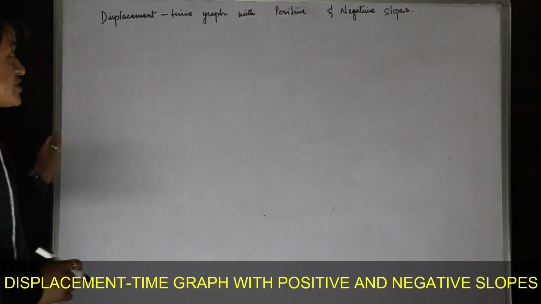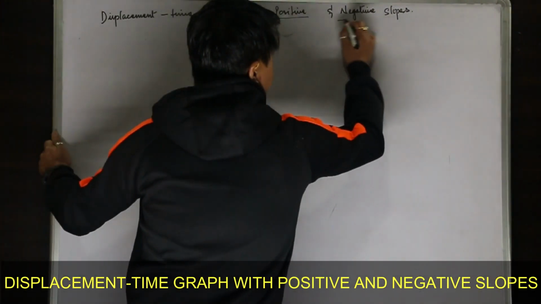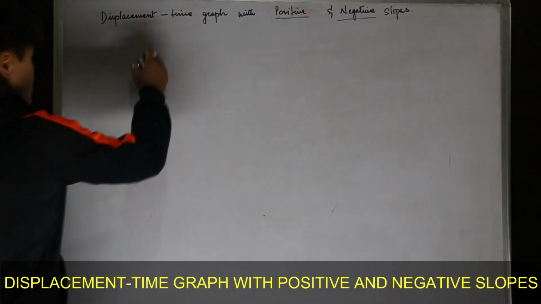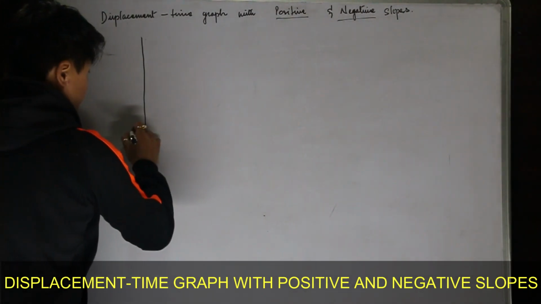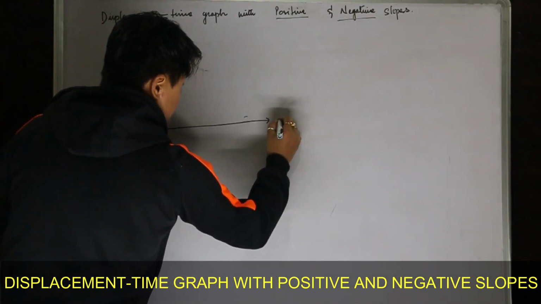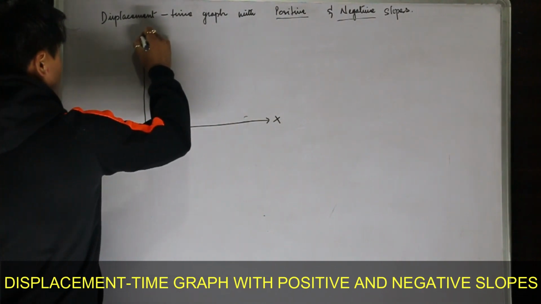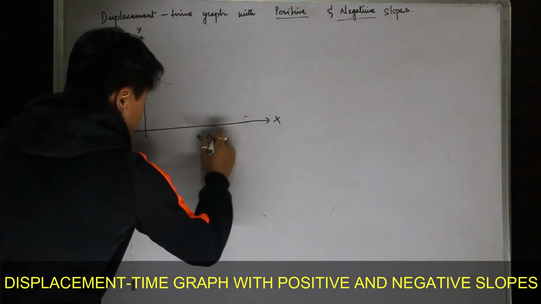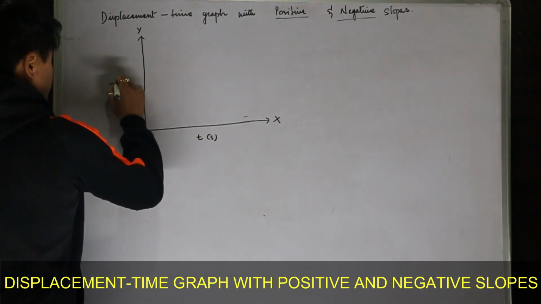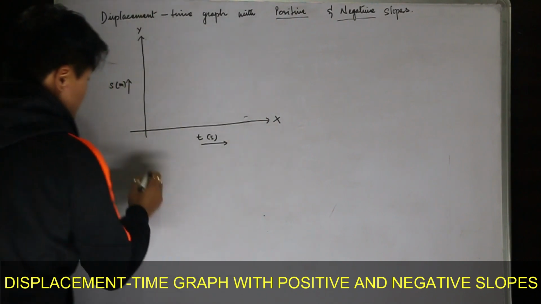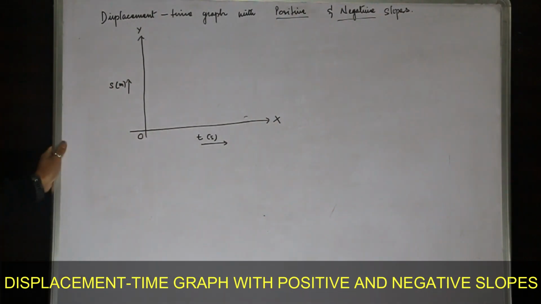Now we will try to understand the positive and negative slopes from the displacement time graph. Suppose we have a graph here. I'll make it a little longer. This is your x-axis and this is your y-axis. This is your time in seconds. This is displacement in meters. This is going in this direction. This is the initial position where the two axes intersect.